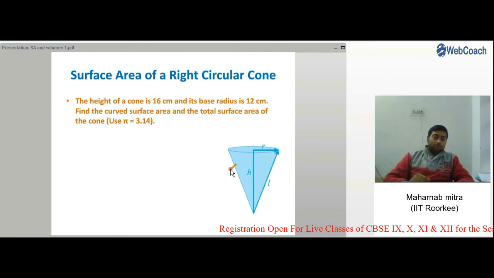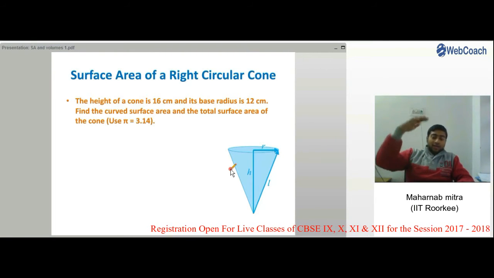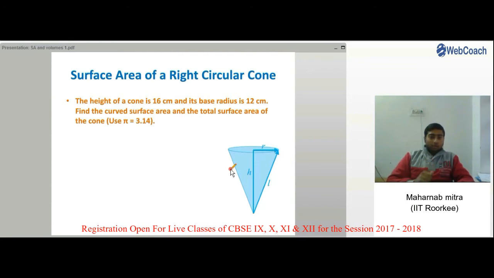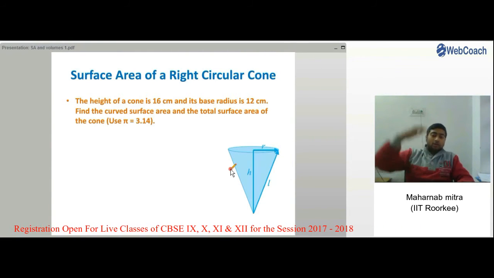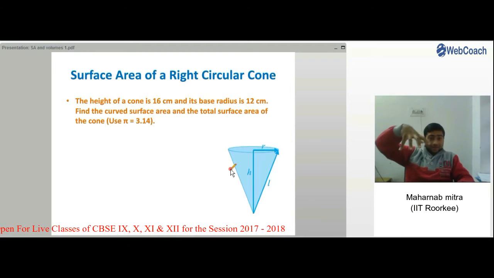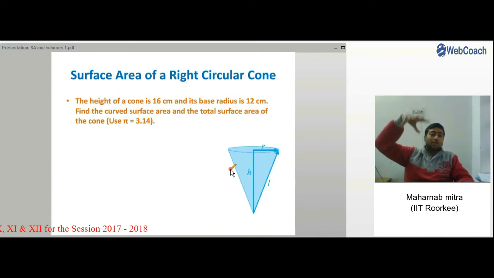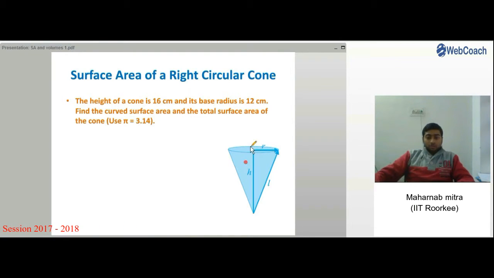Now, like a cylinder, if we are talking about a closed cone, then the area of the top must also be taken into account. And what is the top? The top is nothing but a circle of radius r. So the top area, if we add it with pi r l, then we will get the total surface area of the right circular cone, or the closed right circular cone.